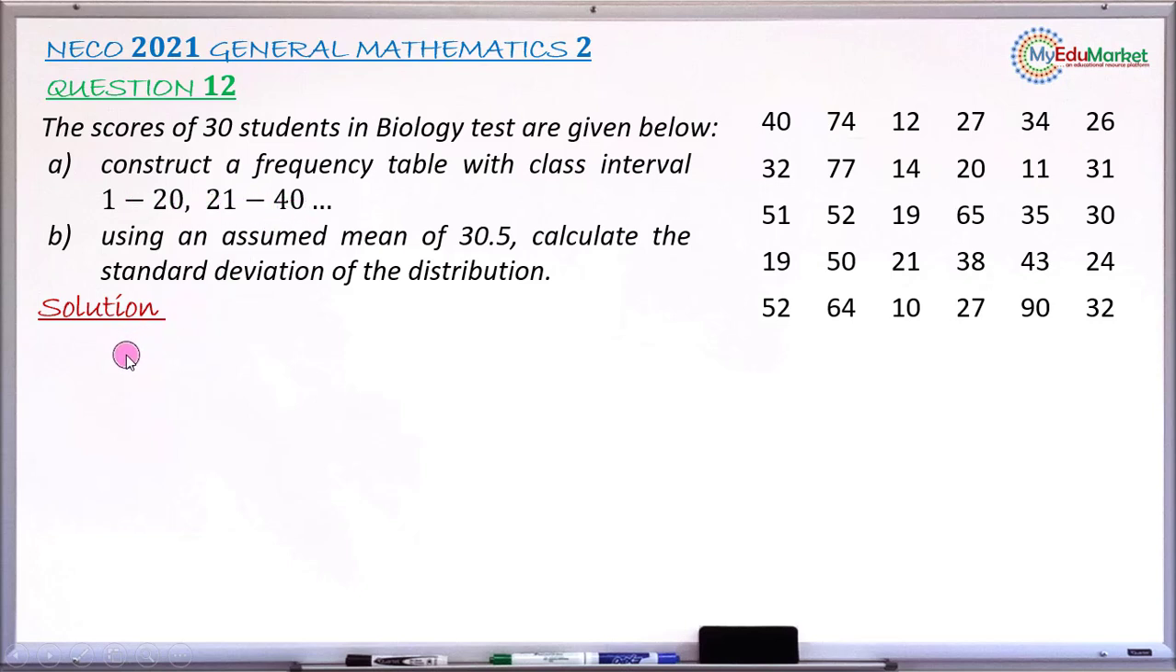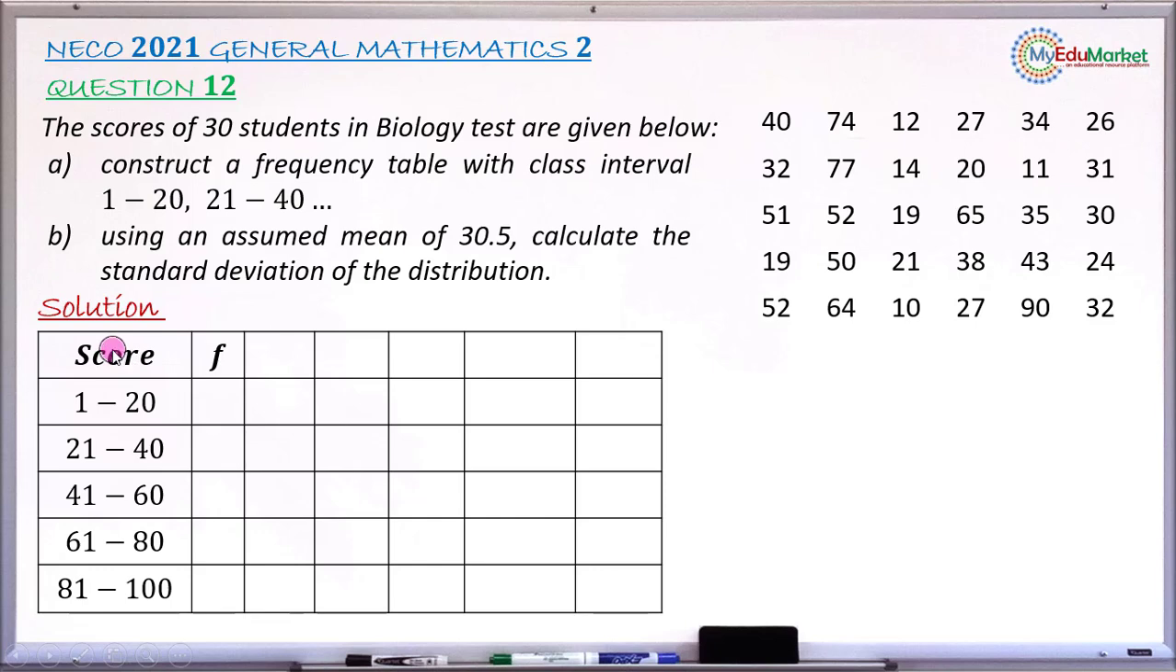So I'm going to have my table like this. The first column will contain the scores, and the next column will contain the frequency. For the scores I have 1 to 20, 21 to 40. These are just the samples given, which you can now use to generate the rest. So the next one is going to be 41 to 60, 61 to 80, 81 to 100.